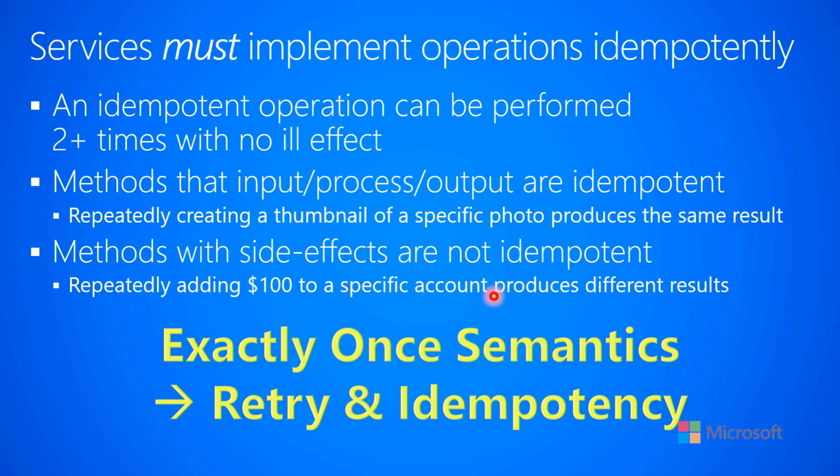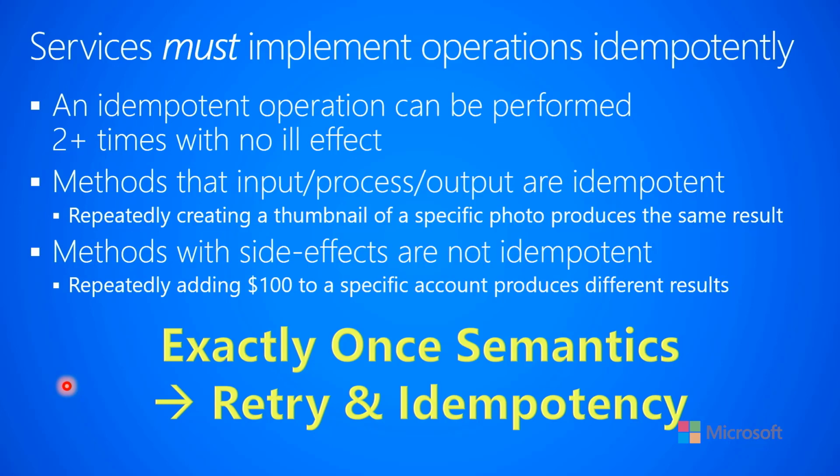So the server has to do something in order to guarantee idempotency here and make sure that this adding $100 is idempotent and has no ill effect. And I'll talk more about what it can do on the next slide. So I wanted to put here in bold letters at the bottom, what we want is exactly once semantics.